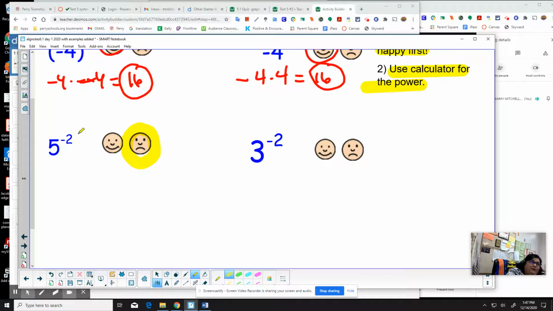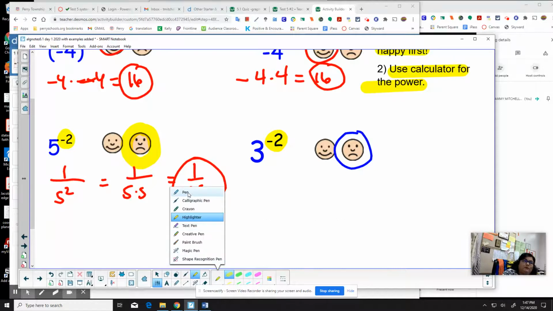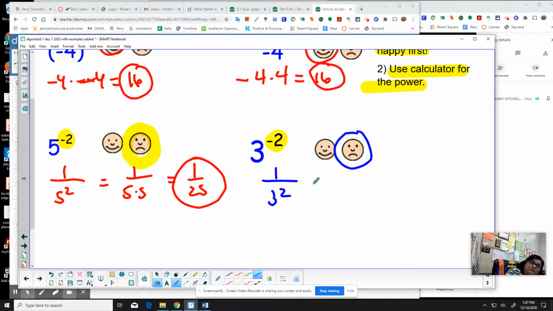Okay, this one, unhappy. It's unhappy because it's got a negative exponent. So we move it to the bottom. 1 over 5 squared. That's 1 over 5 times 5, which is 1 over 25. No decimals. Okay, again, the next one's unhappy. He's unhappy because there's a negative exponent. So we move it to the opposite part of the fraction, which is 1 over 3 times 3, 1 over 9.